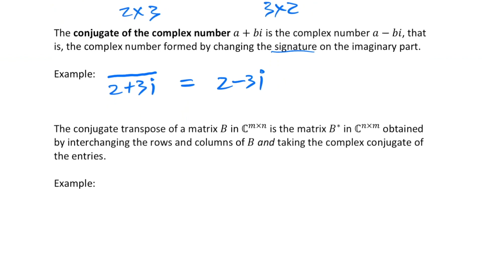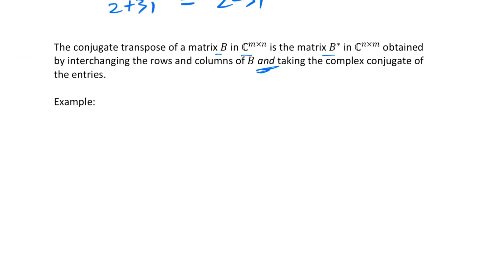Now the conjugate transpose of a matrix B, say, in C m by n is the matrix B subscript star, or B star. This is the conjugate transpose of B. This is the matrix in C n by m, attained by taking its transpose, that is, by interchanging the rows and columns of B, and additionally taking the complex conjugate of the entries. So let's go ahead and take an example here.